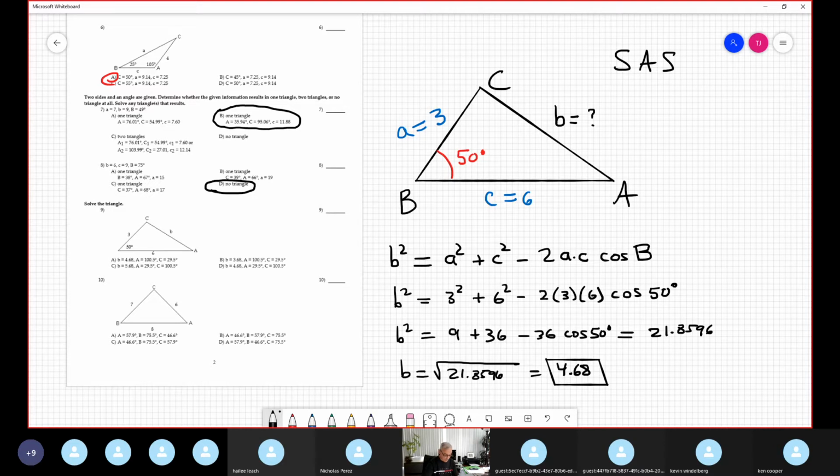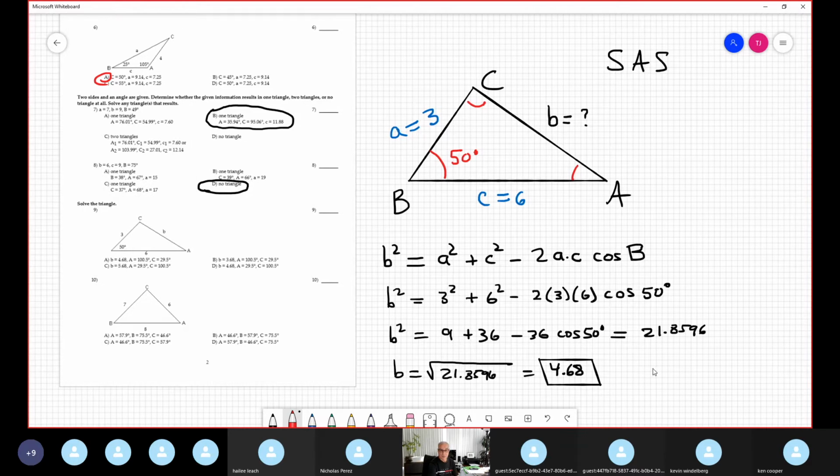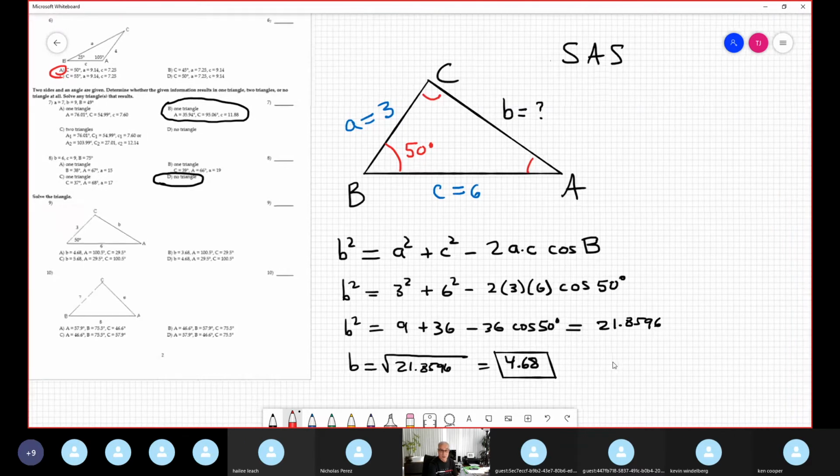Well, okay. I have b, but have I solved the triangle? No, because I need the angles. Okay, no problem. I have every side, so you can, of course, use the law of sine. In this case, guys, you must use the law of cosine when it's side-angle-side. But when you have every side, you can use the law of sine.